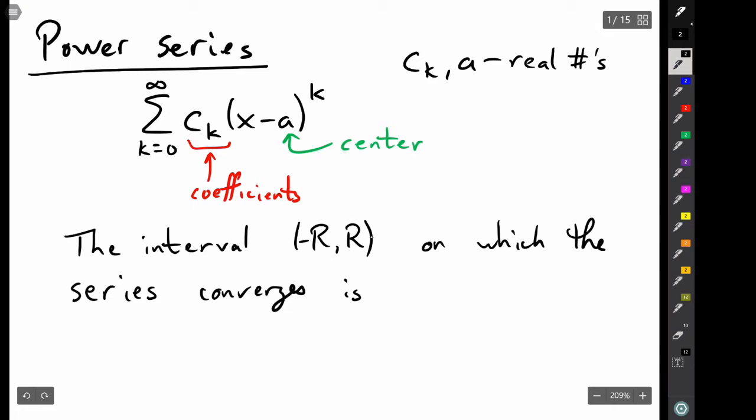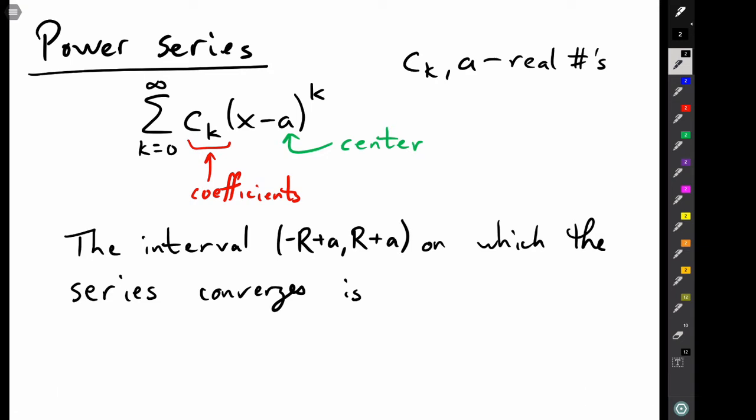Oh, sorry, I messed up a little bit. This isn't just minus r to r, but it's minus r plus a to r plus a. So again, this interval is centered at a, and it moves a certain distance to the left and to the right of a. So this interval is called the interval of convergence.